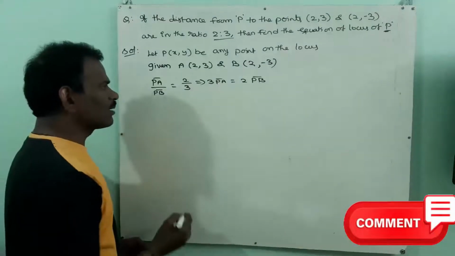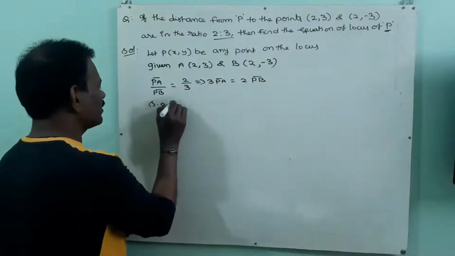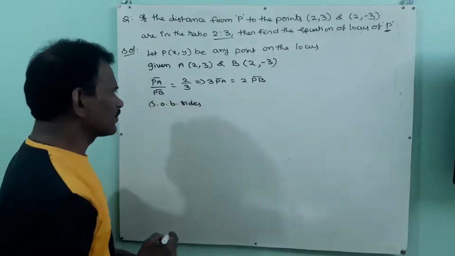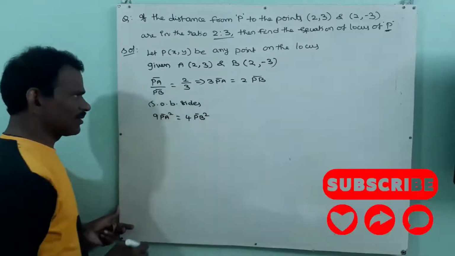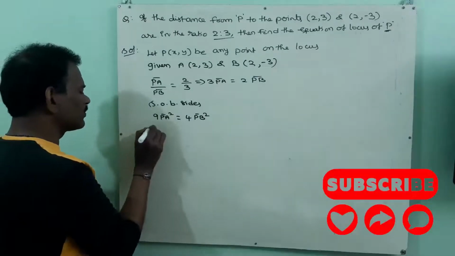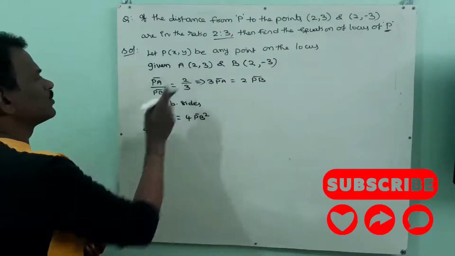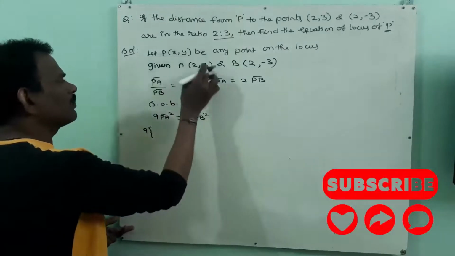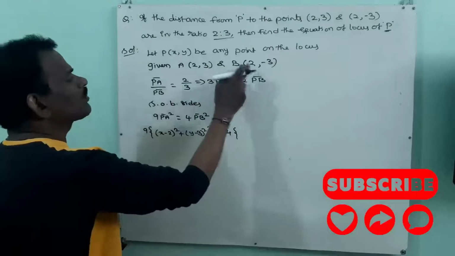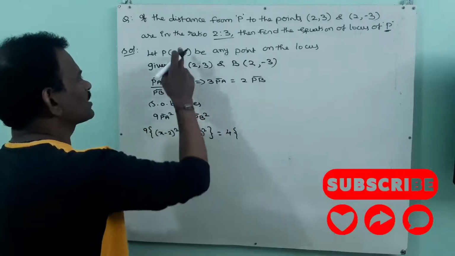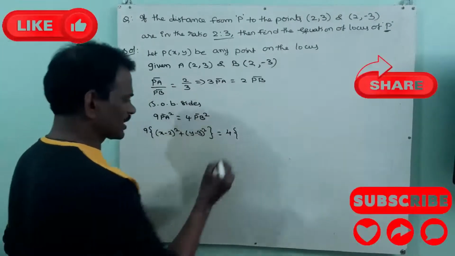Squaring this expression on both sides, we get 9 PA square is equal to 4 PB square. Therefore, 9 into ((x - 2) whole square + (y - 3) whole square) is equal to 4 into ((x - 2) whole square + (y + 3) whole square).